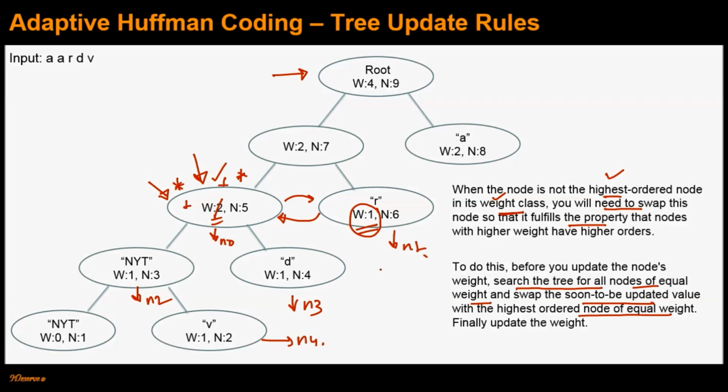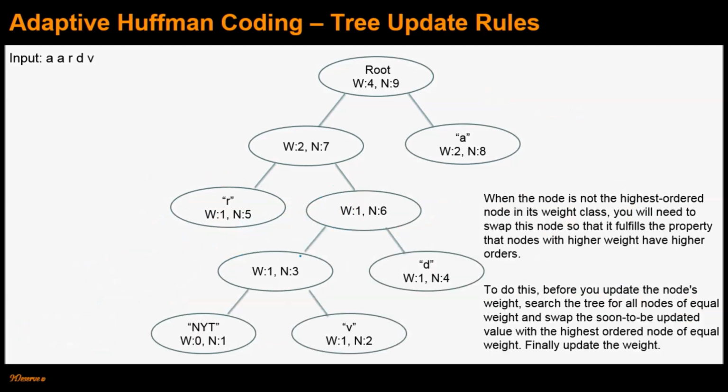Out of these 5 nodes, which is the node which has highest order? Order is denoted by n. The highest order node would be node with value as r, right? Because n is 6, which is highest in the weight class of weight as 1. Therefore, we swap n0 with n1 without swapping the node numbers. So after swapping node n0 with node n1, the modified tree would look like this particular tree.